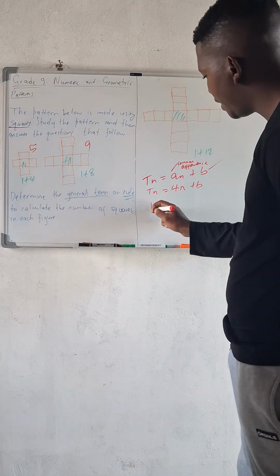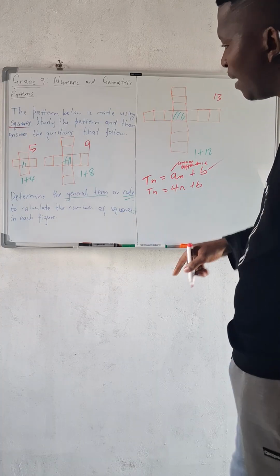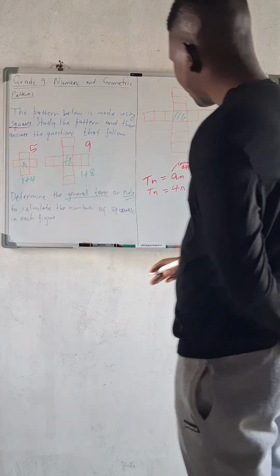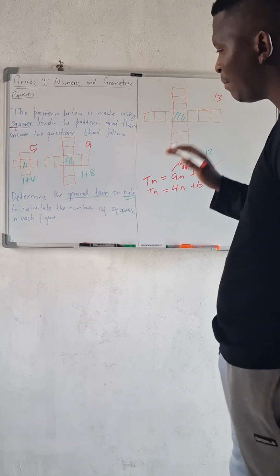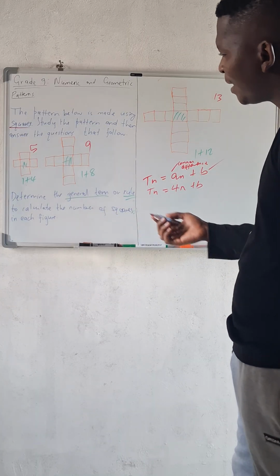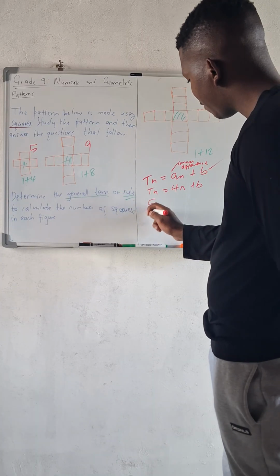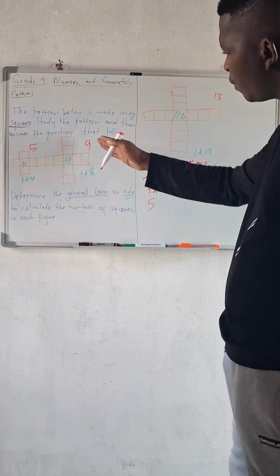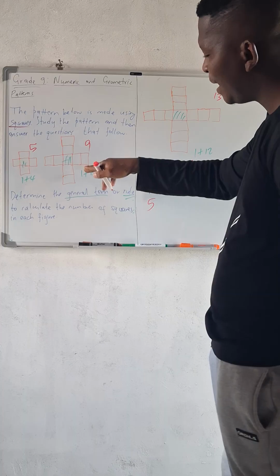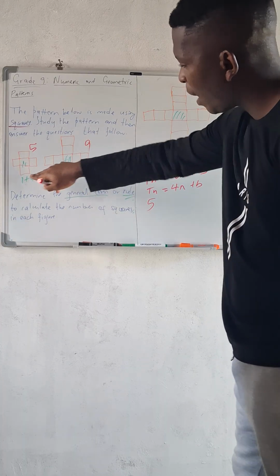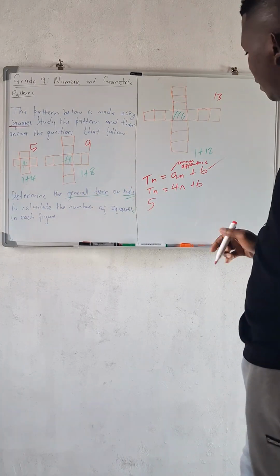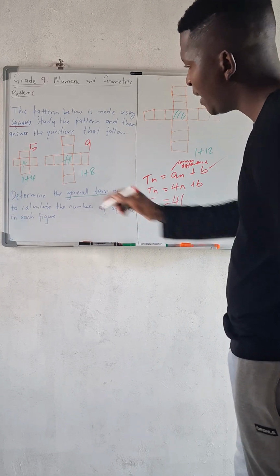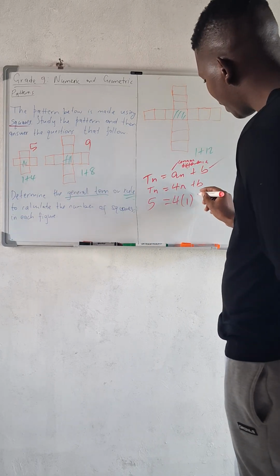Okay, so Tn, what is Tn? We can use the first pattern. Tn means the value of it. What is the value? It's 5. You can use 9, you can use 13, but it must correspond. If you use 9, you need to say it's in position 2: term 1, term 2, term 3. So 5 is equal to 4 times the position, which is 1, plus b.